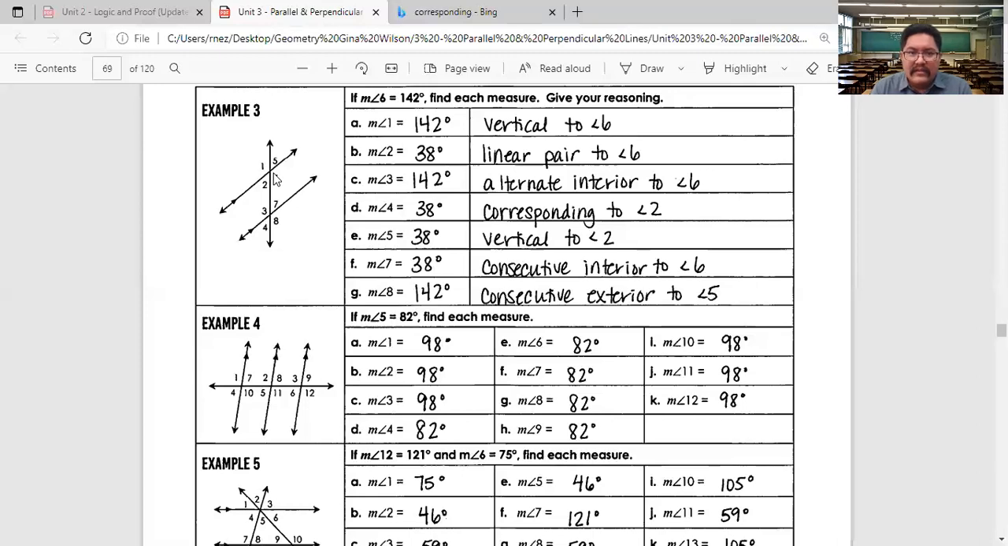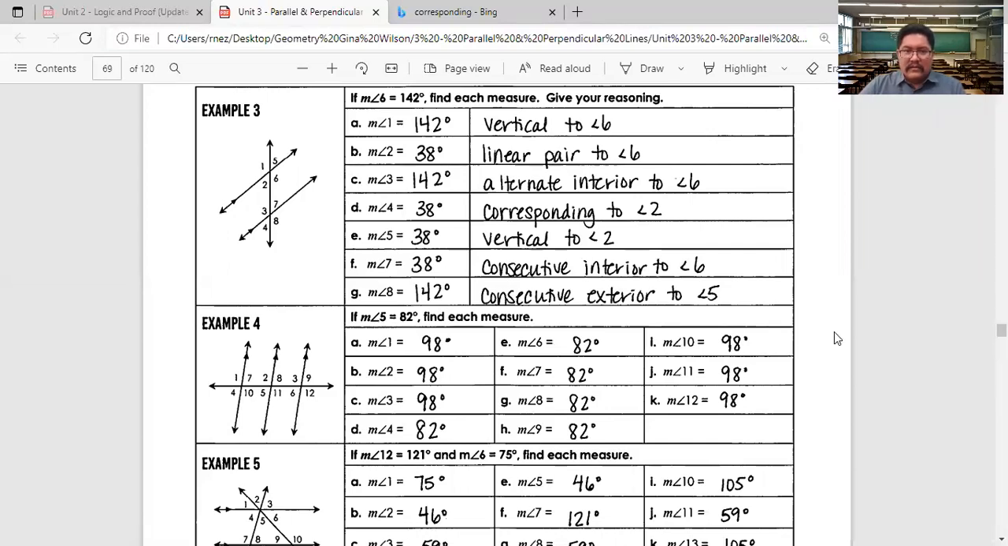All right, number 7, so angle 7. It says it's 38 degrees, and their reasoning is that it is consecutive and interior. So remember, consecutive and interior must add up to 180 degrees because they are supplementary. And lastly, angle number 8, so that would be 142 degrees because it would be consecutive. Consecutive again means the same side of the transversal. And 5 is on the outside of this parallel area, and 8 is also on the outside of that parallel area. So that would be consecutive exterior to angle 5.